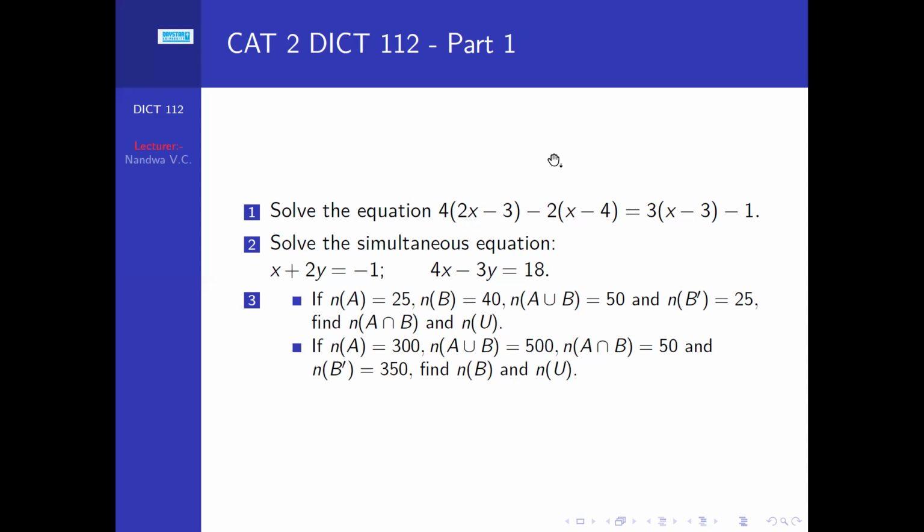Then the second part of question 3: cardinality of A is 300, cardinality of A union B is 500, cardinality of A intersect B is 50, cardinality of B complement is 350. The question is to find the cardinality of B and then find the cardinality of the union of the two sets A and B. So let's discuss the solution to this.